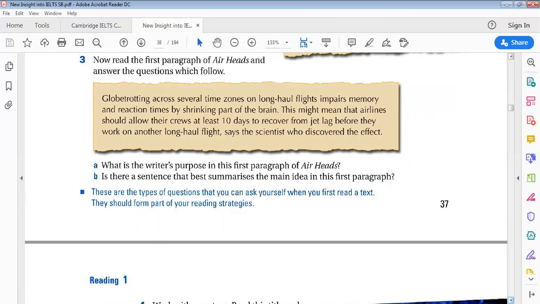So, how do long haul flights affect someone who is flying the aircraft? Long haul flights are affecting the crew members' brain, and it's actually shrinking their brain, which means what guidelines one should have.